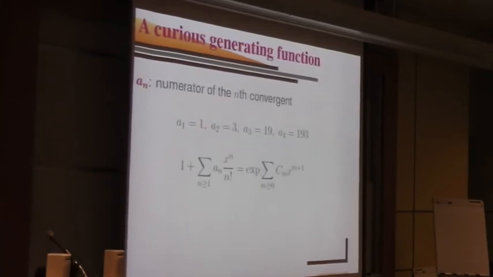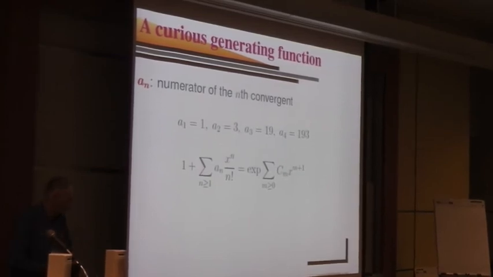Here is the result: the exponential generating function for an is the exponential of the ordinary generating function for Catalan. What? Did Euler prove that? Oh no, he did not. Did you prove it? No, I did not prove that. I forgot to prove that.